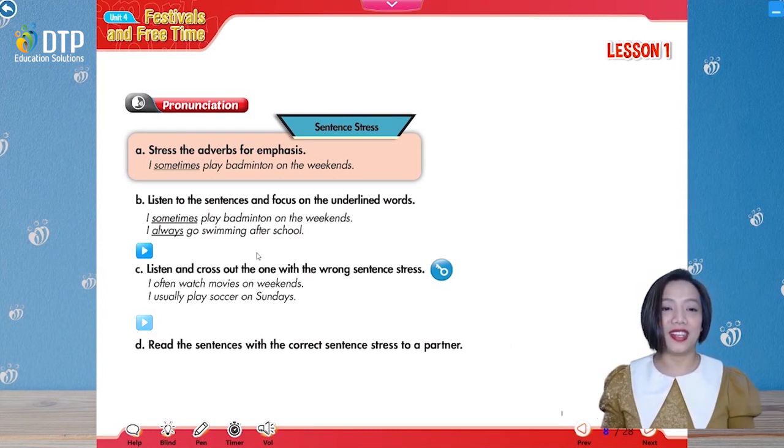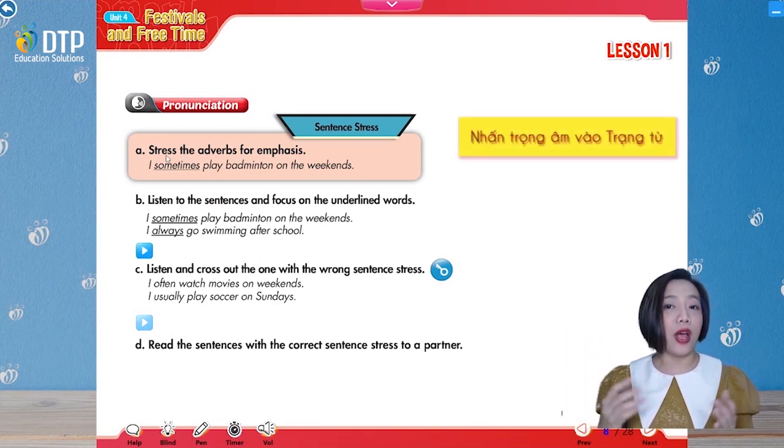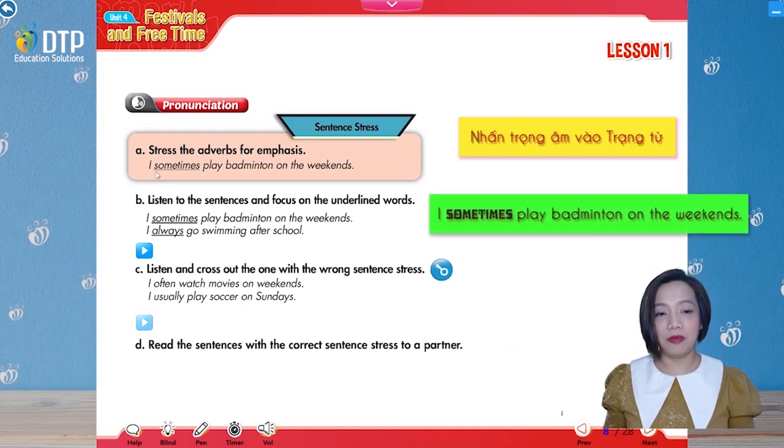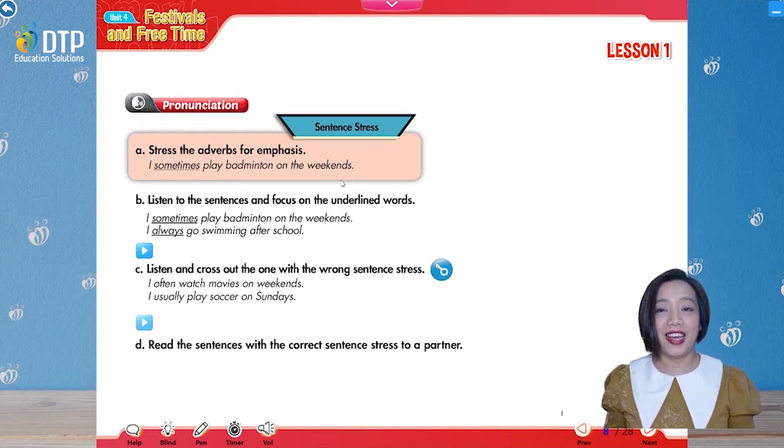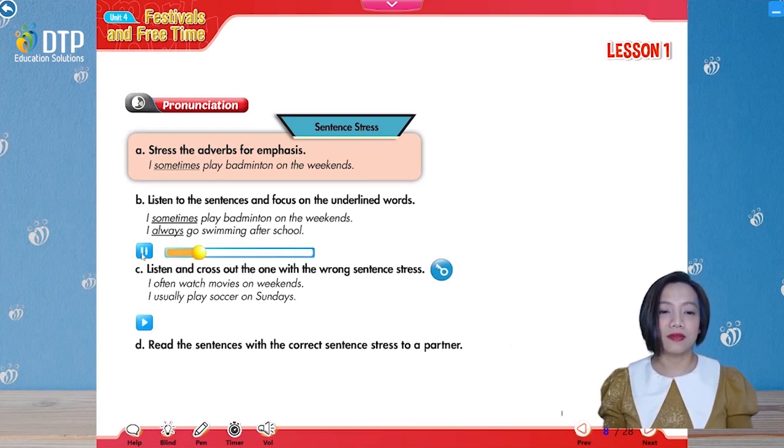So now have a look. You need to stress on the adverbs for emphasis. For example, I sometimes play badminton on the weekends. And now you are going to listen to the sentences and focus on the underlined words.